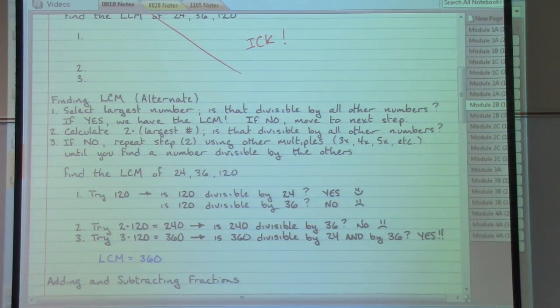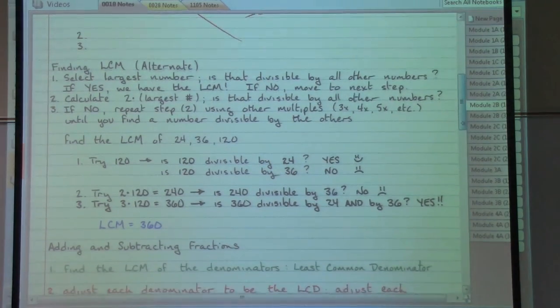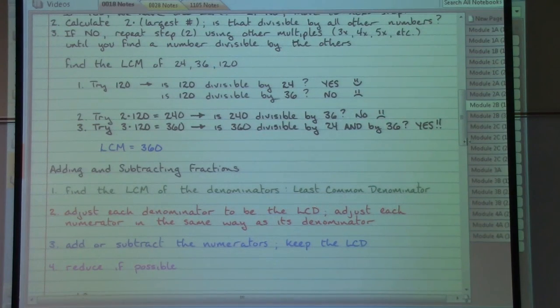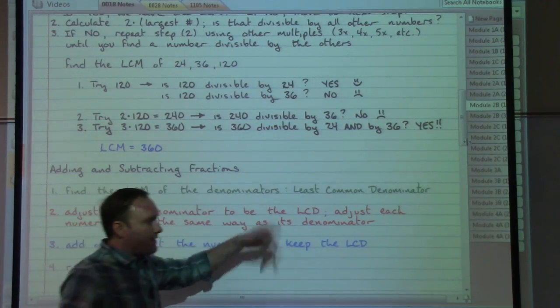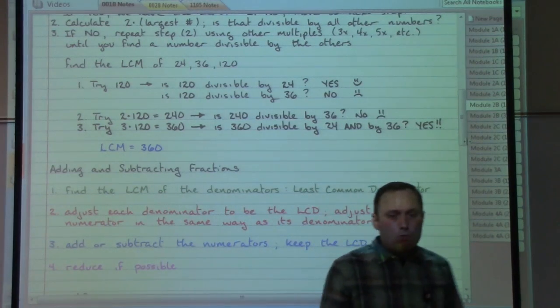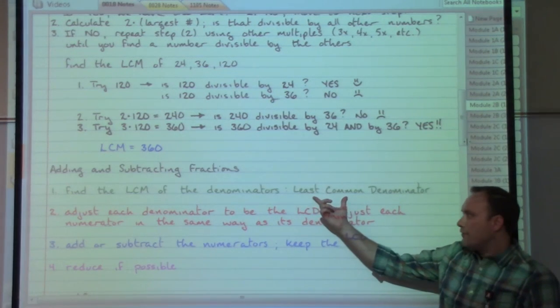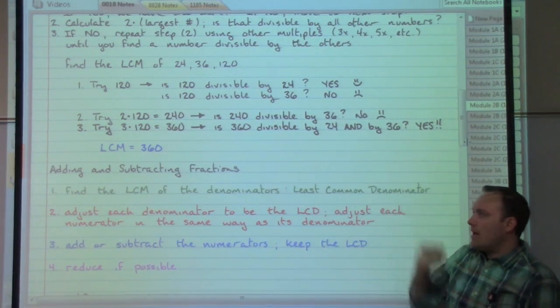Well, this is going to be the first step of doing the adding and subtracting problems when we don't already have fractions with the same denominator. So overall, the steps that we've got going on for adding and subtracting with fractions, well, that first step, looking at the denominator numbers, we want this least common multiple. Well, because they're denominators, we can now refer to it as the least common denominator.